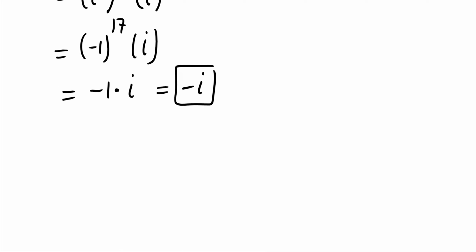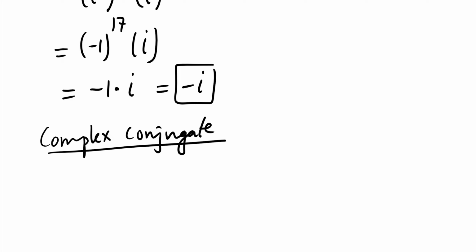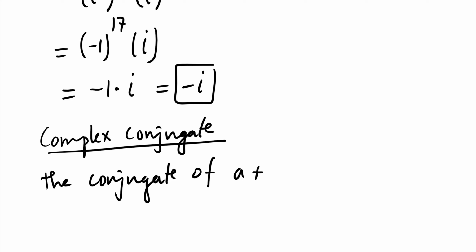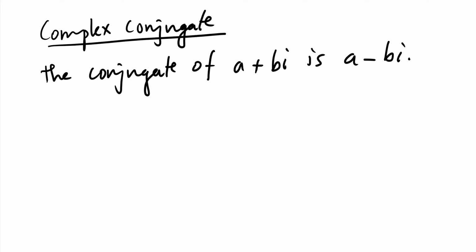Also, since we were doing, I showed you the a square minus b square. This is called complex conjugate. In complex numbers, it has a name. It's called complex conjugate. So the conjugate of a plus bi is a minus bi. The conjugate of a plus bi is a minus bi.